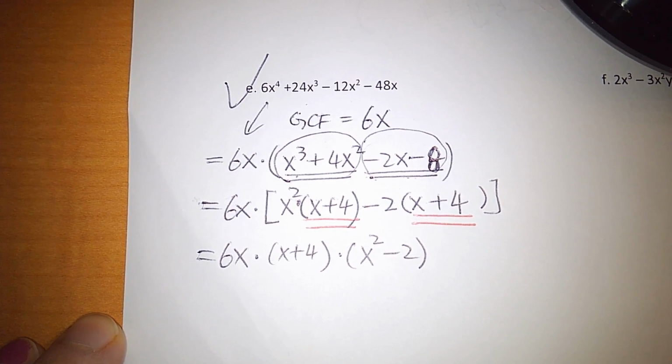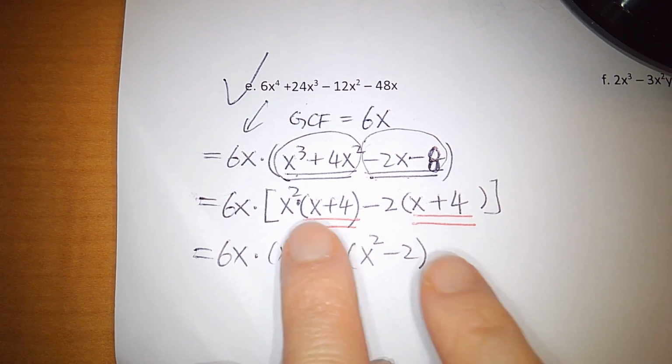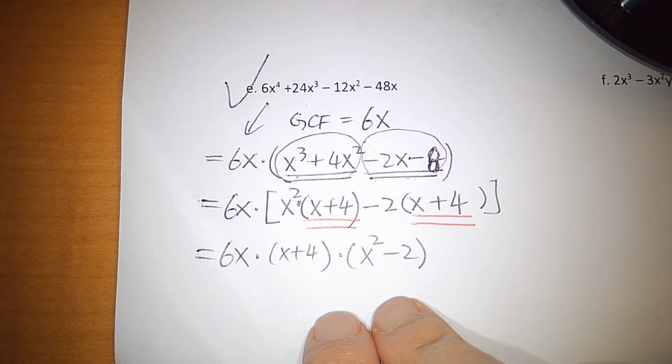If we summarize factoring by grouping: first, factor out the GCF. Then if we have 4 terms, group them into 2 terms and 2 terms. From each group, factor out their individual GCF, and then see whether a new GCF shows up. If so, we keep on factoring, right?